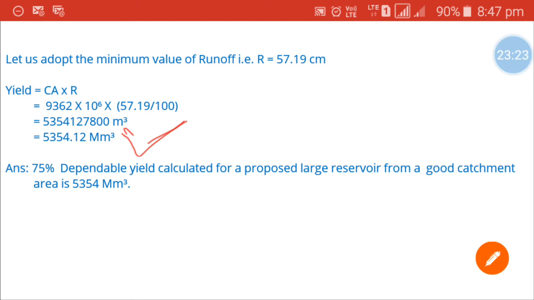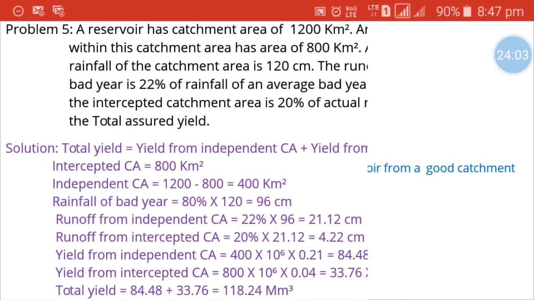Now whatever value we have chosen from the strange table, there we will find the three bifurcations of the rainfall value for good catchment area, bad catchment area, and average catchment area. So in this problem, because the type of catchment is not given, we have to assume it as a good catchment area and therefore we have chosen the value of good catchment area accordingly. Now let us go to the next problem.